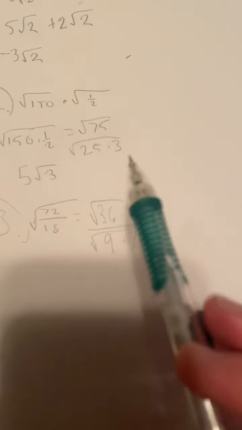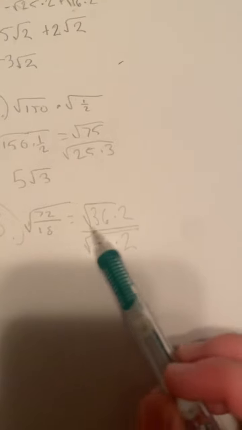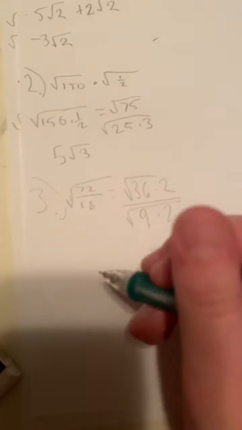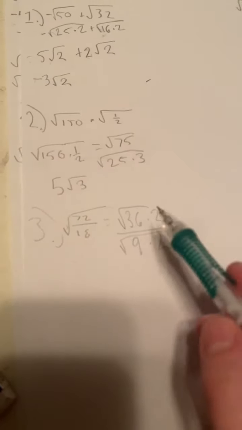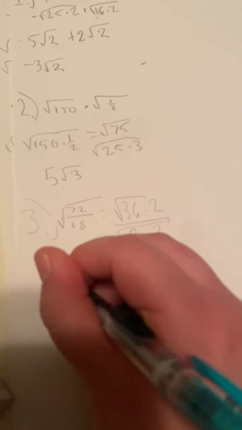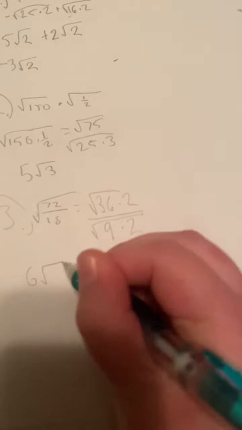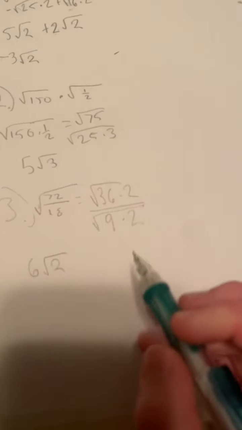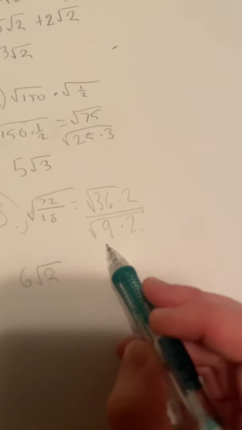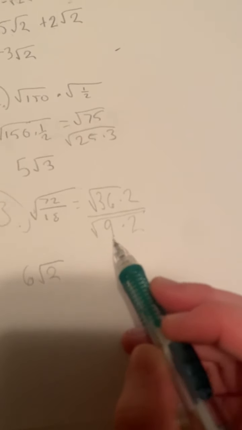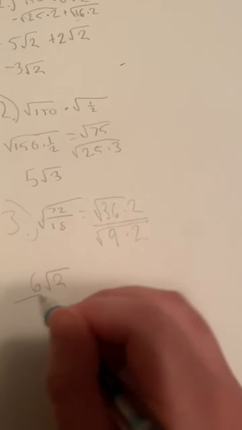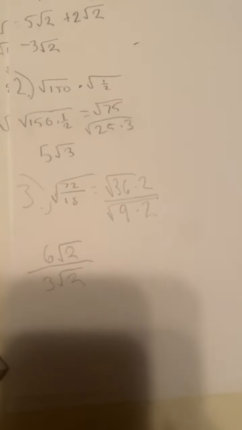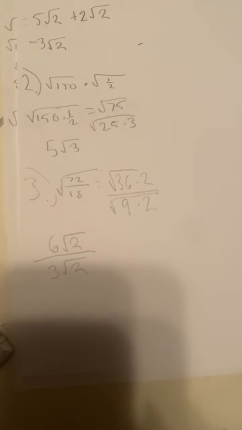And 36 is a perfect square because 6 squared, or 6 times 6, is 36. So this answer, as we've done with other ones, we're going to take that number and put it on the outside. So this is going to be 6 times the square root of 2. And then 9 is also a perfect square. 3 squared, or 3 times 3, equals 9. So as done before, we're going to take 3 and put it right here. And this should be our final answer.